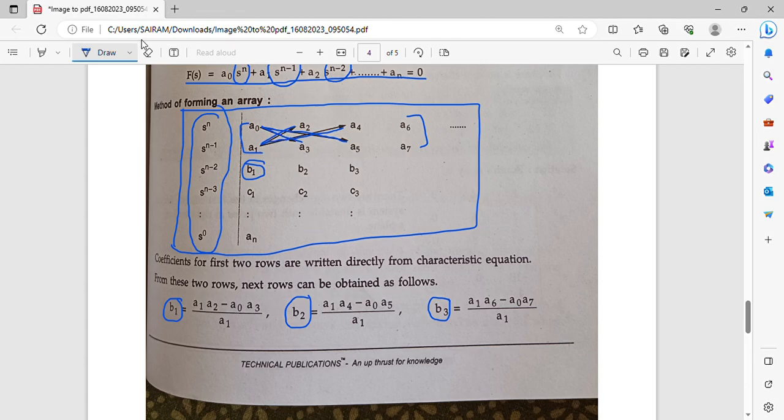I have highlighted it, and it is highlighted for you. So it is a1 a2 minus a0 a3, whole divided by the first one, that is a1. Solving this gives b1. For b2, it is a1 a4 minus a0 a5, whole divided by a1. They have given arrows for a1 a4 and for a0 a5, whole divided by a1. And b3 is also nothing but a1 a6 minus a0 a7, whole divided by a1.